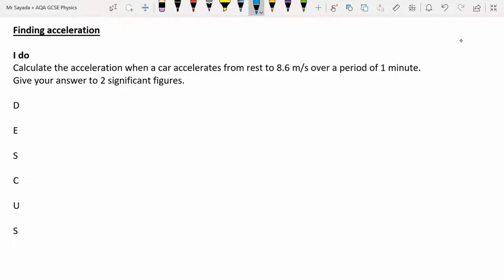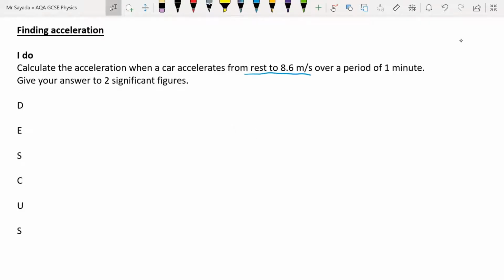So I read the question and I write down what I know. Calculate the acceleration when a car accelerates from rest to 8.6 meters per second. So that means my change in velocity is going to be 8.6 minus 0, which is 8.6. That's something we just did. Over a period of 1 minute. So that means my time is 1 minute. I have to change that into seconds because this is physics. So it's 60 seconds.